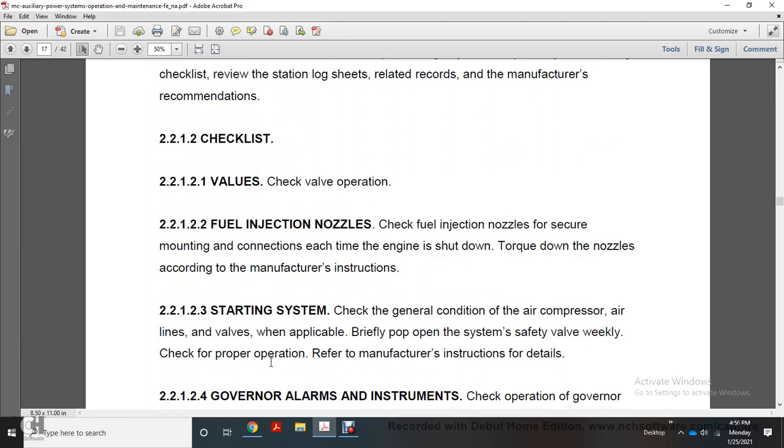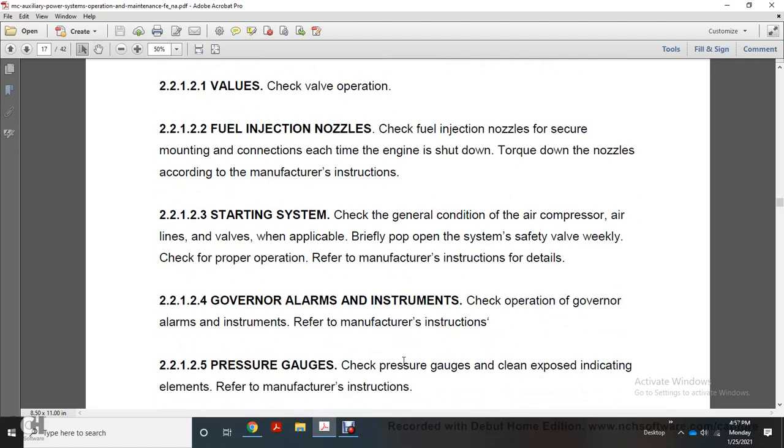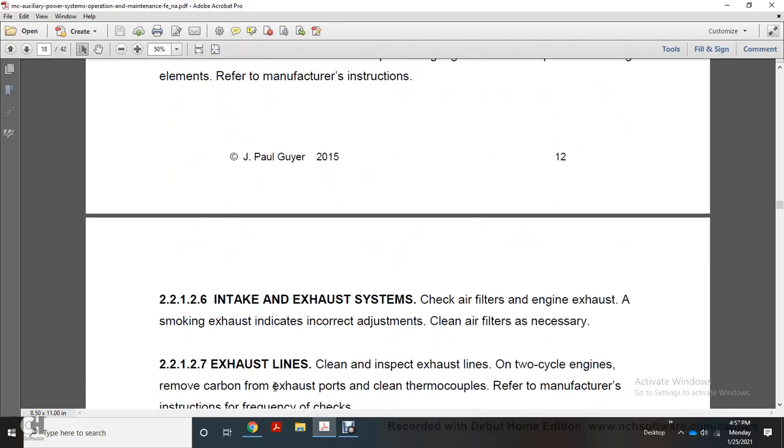Starting system: check the general condition of the air compressor, air lines, and valves. Briefly open the system safety valve weekly. Check for proper operation, and refer to manufacturer instruction for details. Governor, alarm, and instruments: check the operation of the governor, alarms, and instruments, and refer to manufacturer instruction. Pressure gauge: check that the pressure gauge is clean and the indicating elements are exposed, and refer to the manufacturer instruction. Intake and exhaust systems: check the air filters, engine exhaust, and smoking exhaust, which indicate incorrect adjustment. Clean air filters as necessary.